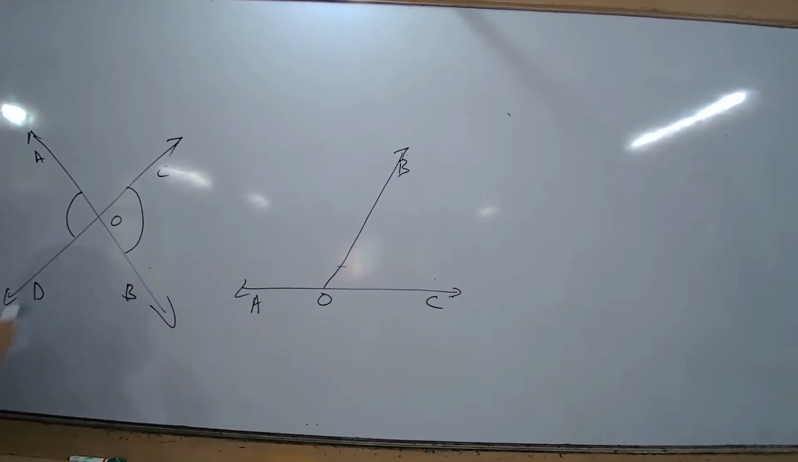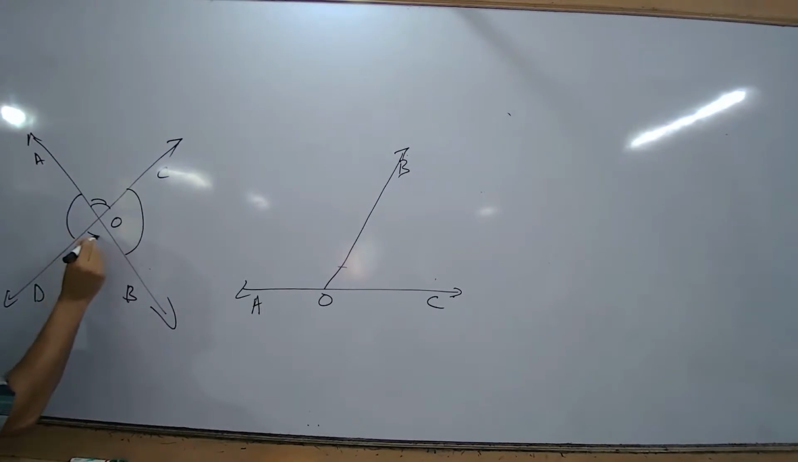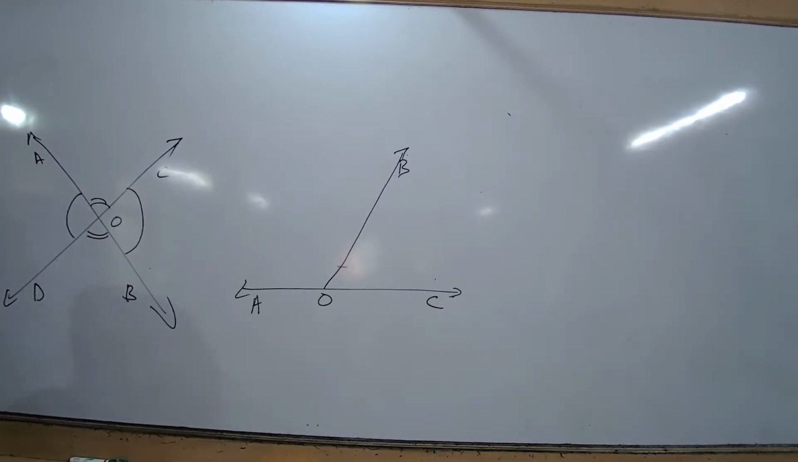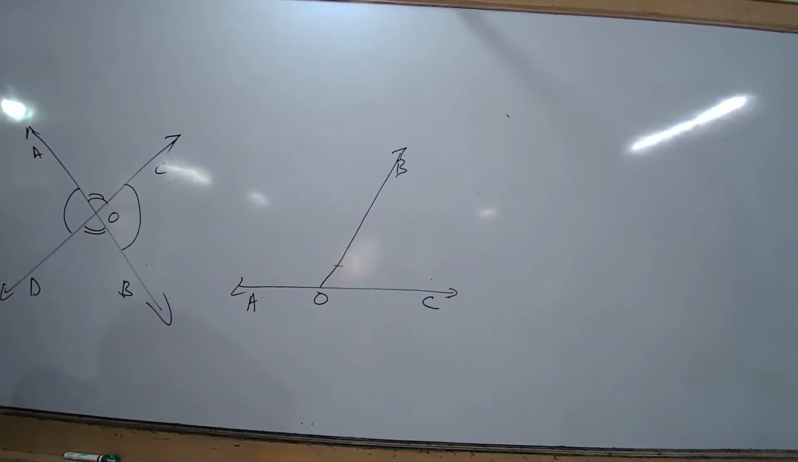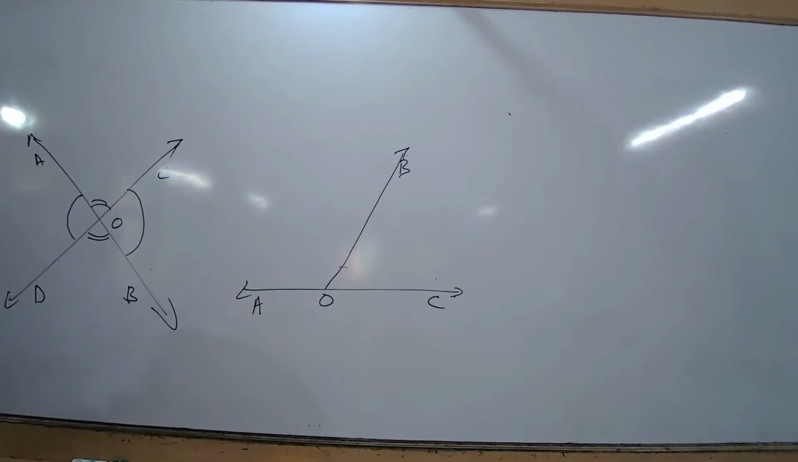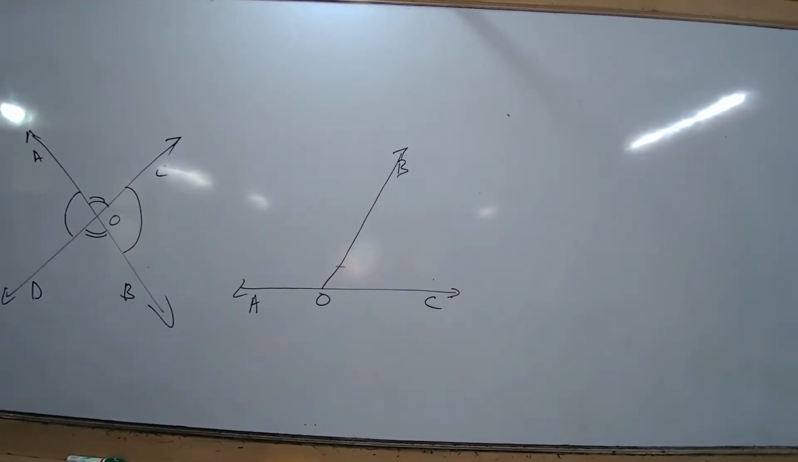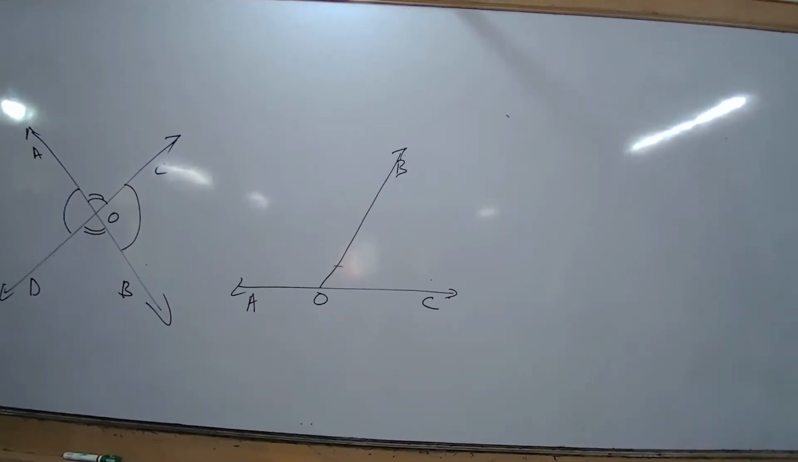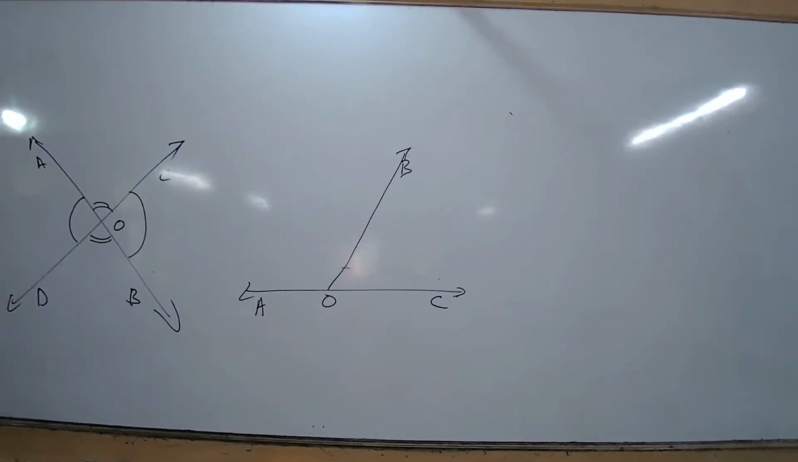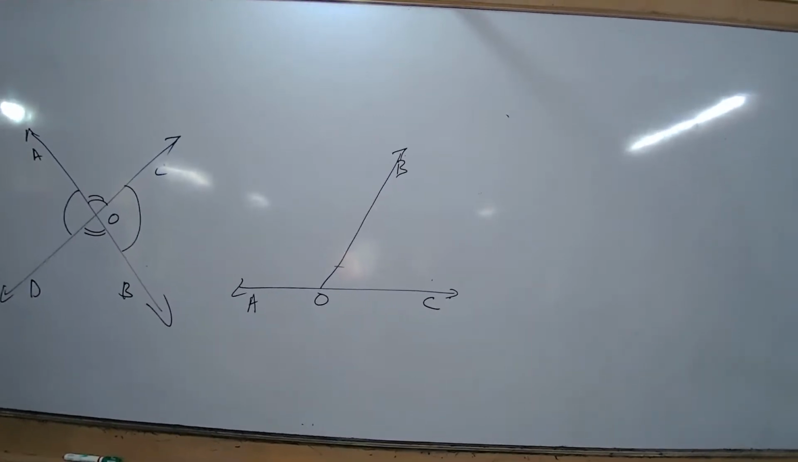What is the other pair? AOC and BOD. This is the second pair of vertically opposite angles. And what is the property of vertically opposite angles? They are always equal. When two lines intersect, opposite angles are called vertically opposite angles. Okay, so we spoke about complementary, supplementary, adjacent angle, linear pair angle, vertically opposite angle.